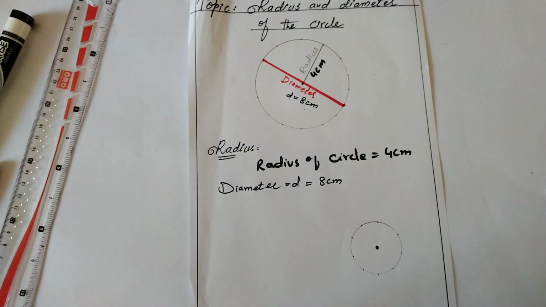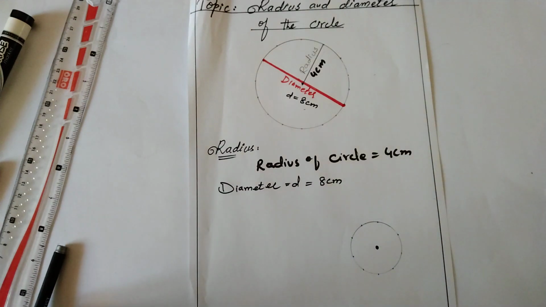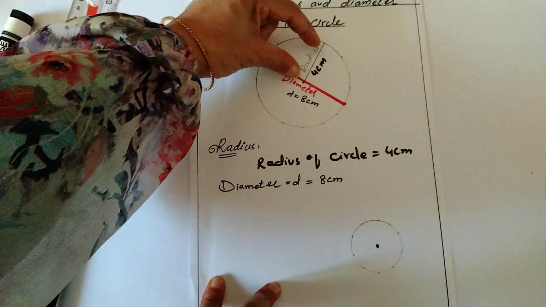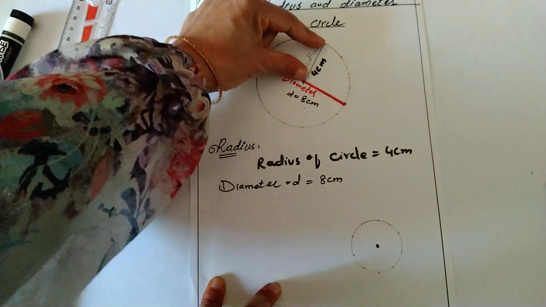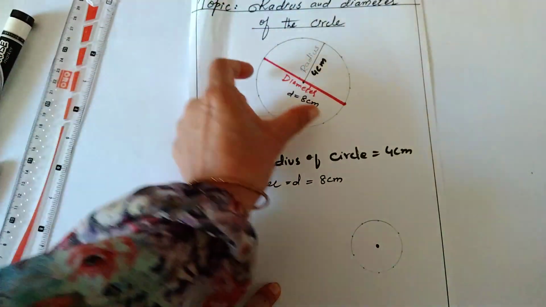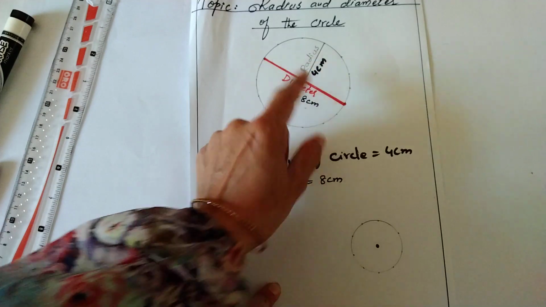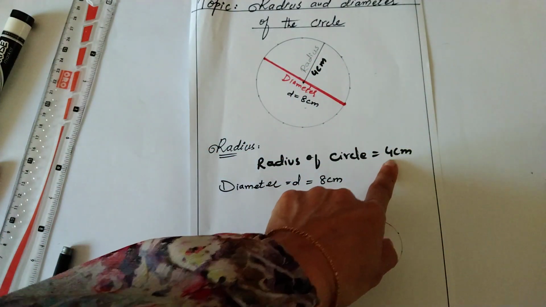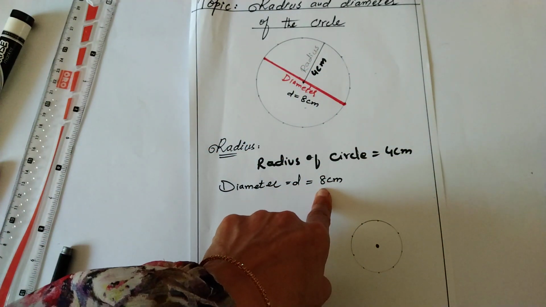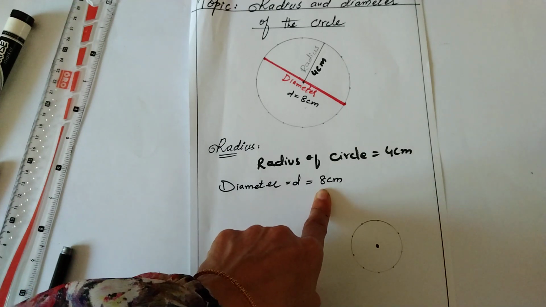Now you can check your answer directly from here, as I told you that the diameter is the double of the radius. Radius is 4, radius is the half and diameter is the double of the radius. So it means 4, and what is the double of 4? 4 twos are 8. It means your answer is correct.